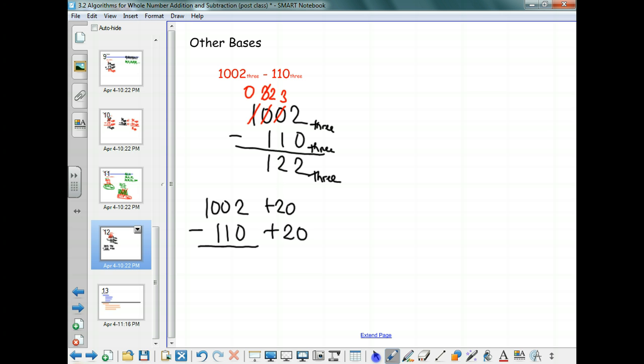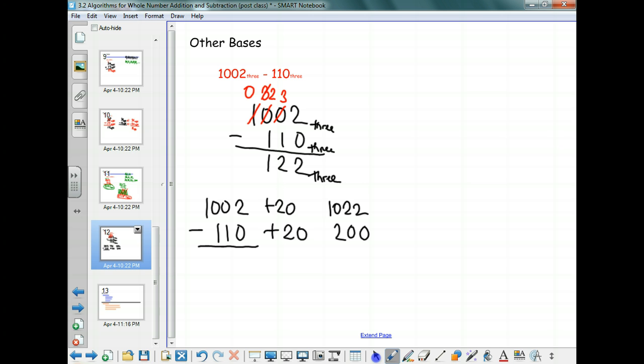So I have 1, 0, 0, 2 plus 2, 0, which is 1, 0, 2, 2, right? And then what happens here? What happens when I do 1, 1, 0 plus 2, 0? We already said the whole goal was that it turns these both into zeros. And I get 2, 0, 0.